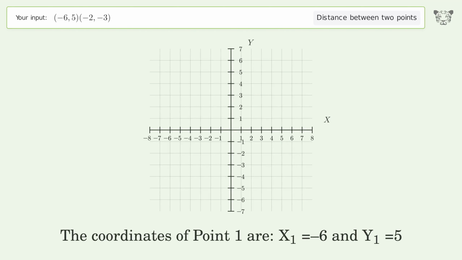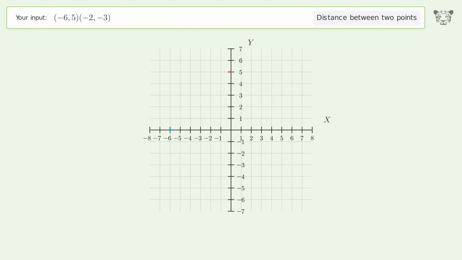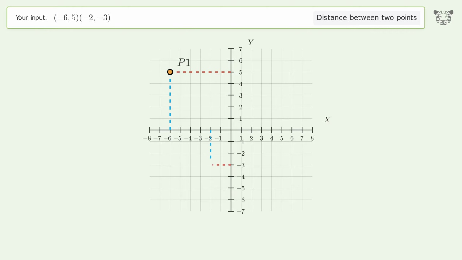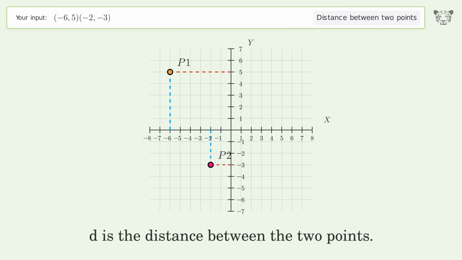The coordinates of point 1 are x1 equals -6 and y1 equals 5. The coordinates of point 2 are x2 equals -2 and y2 equals -3. D is the distance between the 2 points.